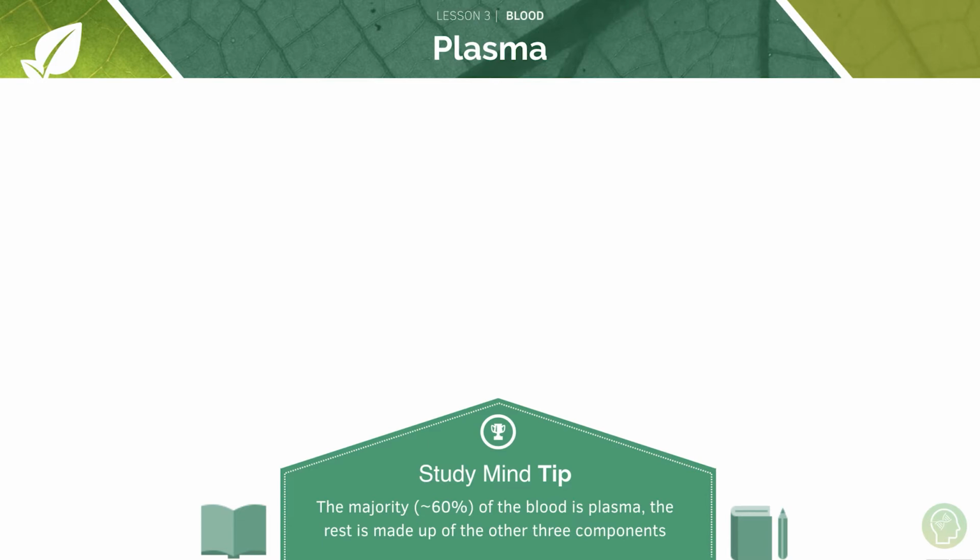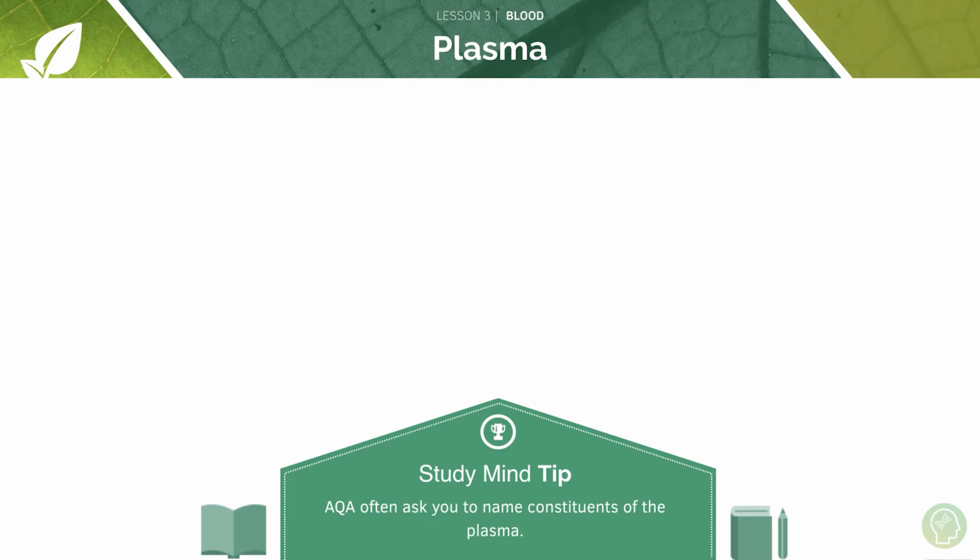So composition-wise, the majority of the blood is made up of the plasma, so around 60%, and the other 40% is made up of the other 3 components of blood that we're going to be looking at later on in this session. And just keep in mind that AQA often ask you to name constituents of the plasma, so do go back to that list that I went through earlier on and make sure that you commit that to memory.